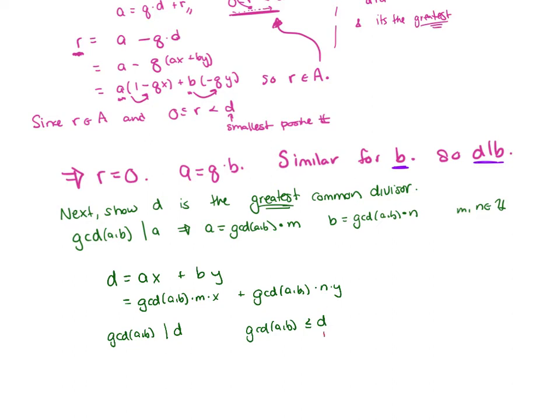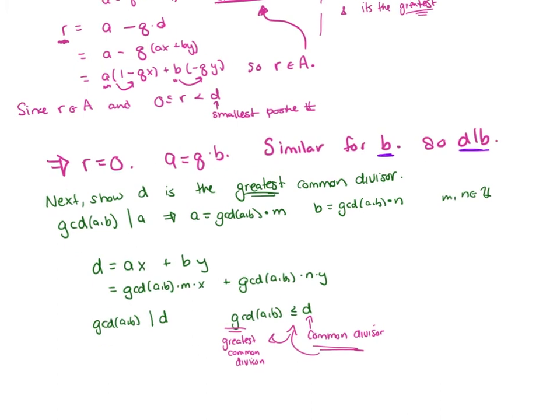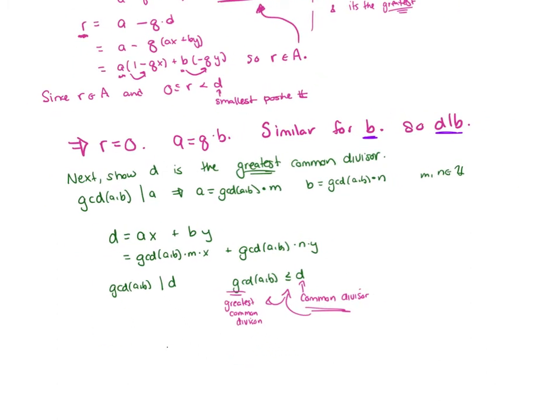But now I know that d is a common divisor, and this is the greatest common divisor. So it doesn't make sense that I have a common divisor which is bigger than the greatest common divisor. So it can't be bigger. Therefore, we get that the GCD of a and b must equal d. And then I know that d was equal to some ax plus by because it was in my set A, and that's what I wanted to show.